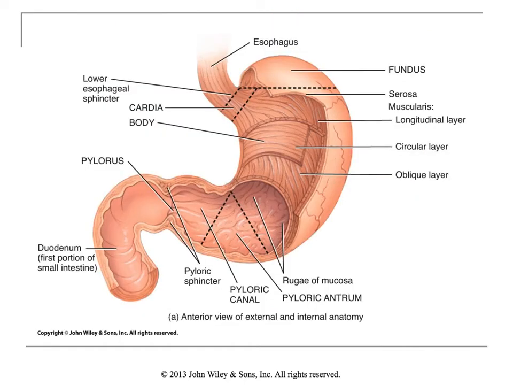Here's the stomach. We went over these in lab. The raised area is called the fundus. Here comes the esophagus in. There's the cardiac region, or the cardia, and the body. The pyloric sphincter, the pylorus, and then we're going into the duodenum. Three layers of muscle again.